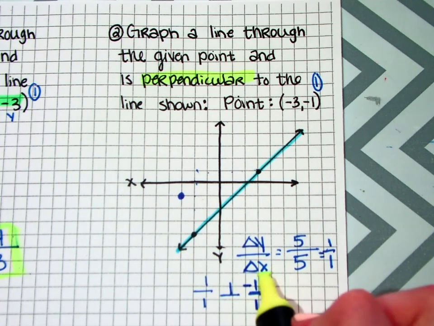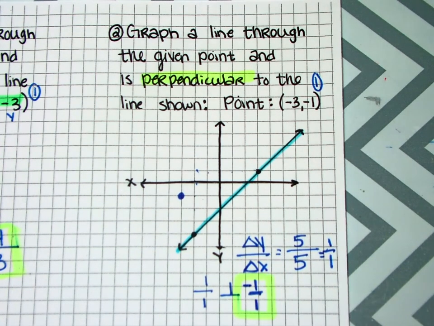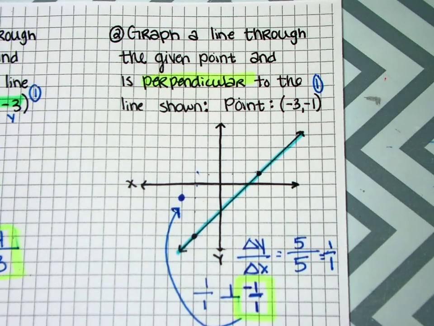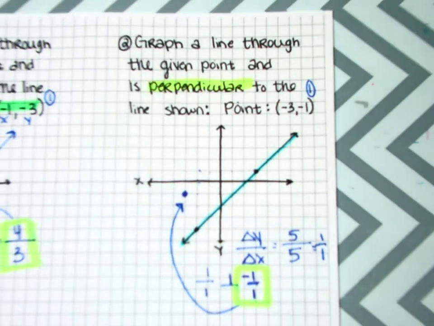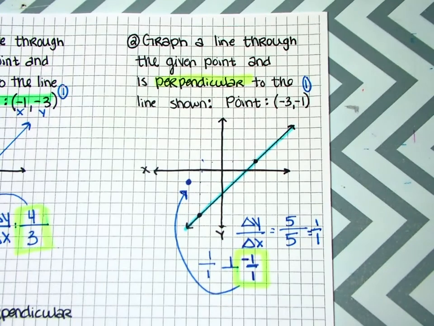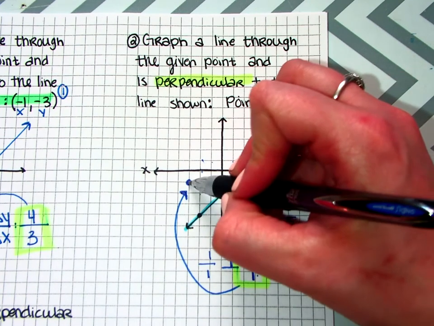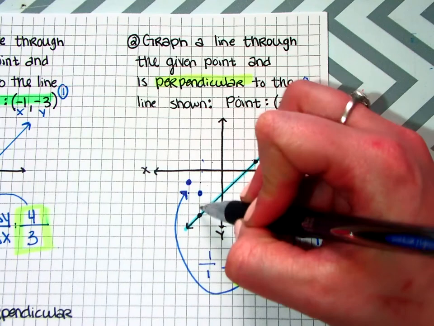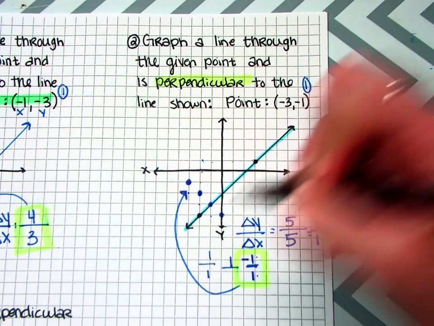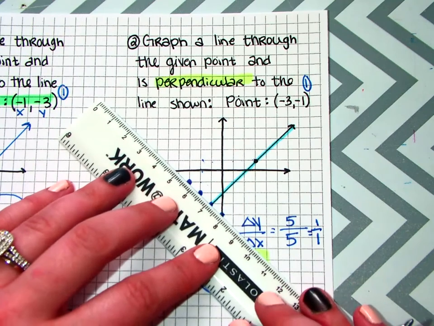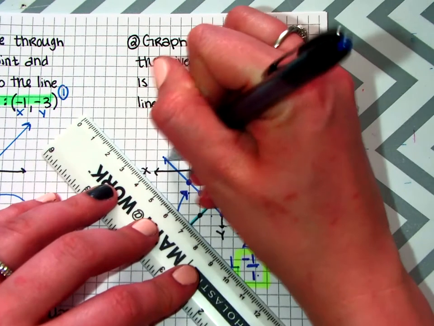So I'm going to graph my new perpendicular slope because I flipped the fraction and changed the sign, and I'm going to graph that slope from this point. That's why we have that point. We have to be mindful that our new line has to go through point -3, -1. So I'm going to count down 1, right 1. So down 1, right 1. Down 1, right 1. I could continue doing this, but I only need a minimum of 2 points. I have those 2 points, so I'm going to go ahead and connect.